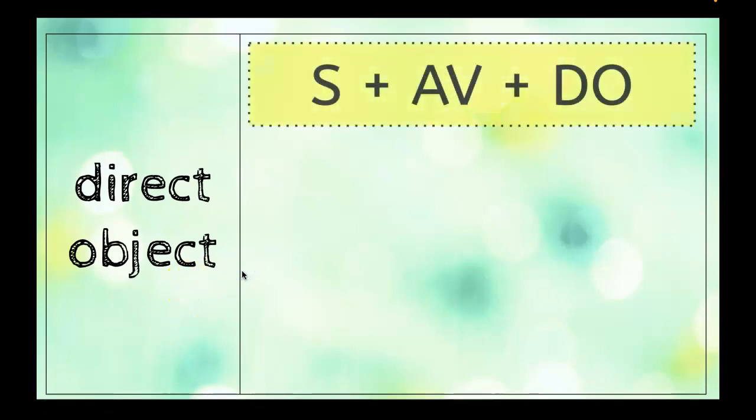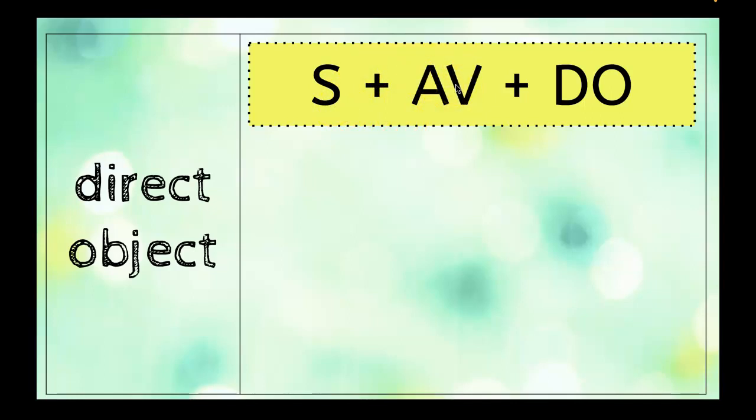Now we're going to get into some things called complements, and these are a little bit more complicated, and we're going to spend the next couple lessons talking about them. But I want you to get an overview of it here. So the next one is a direct object. We're going to talk about sentence patterns that go with verbs, with sentences. So we've got a subject. We look for our verb.